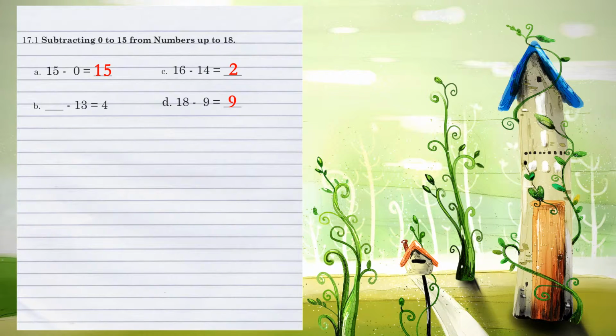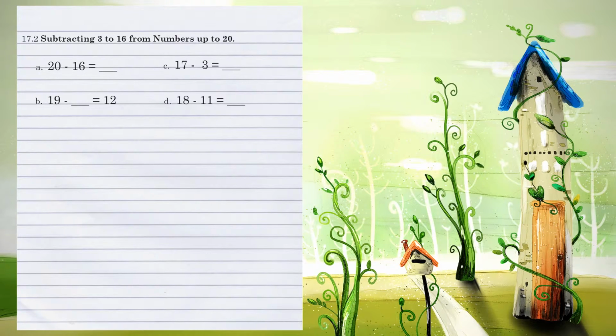Example B. What number minus 13 equals 4? Let's work backwards to find our starting number. 4 plus 3 is 7. Then we have the 1 in the tens position, which carries over to give us 17 as our starting number.